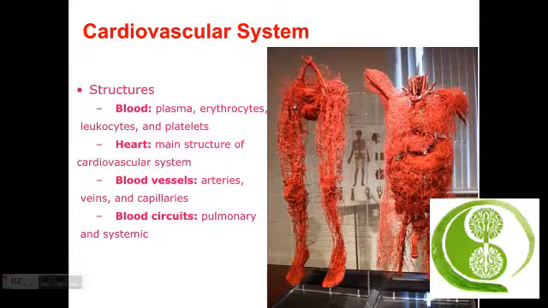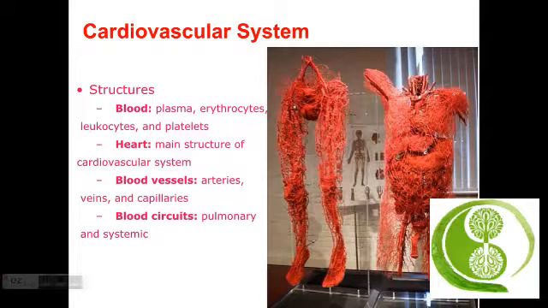Okay, blood circuits. There are two different blood circuits: the pulmonary and the systemic. The pulmonary circuit, on page 122, carries deoxygenated blood from the right ventricle to the lungs, where it becomes oxygenated and the gas exchange occurs. Then the pulmonary vein carries the oxygenated blood back to the heart. So the pulmonary circuit is basically coming out of the heart, going to the lungs, and then coming back from the lungs into the heart.